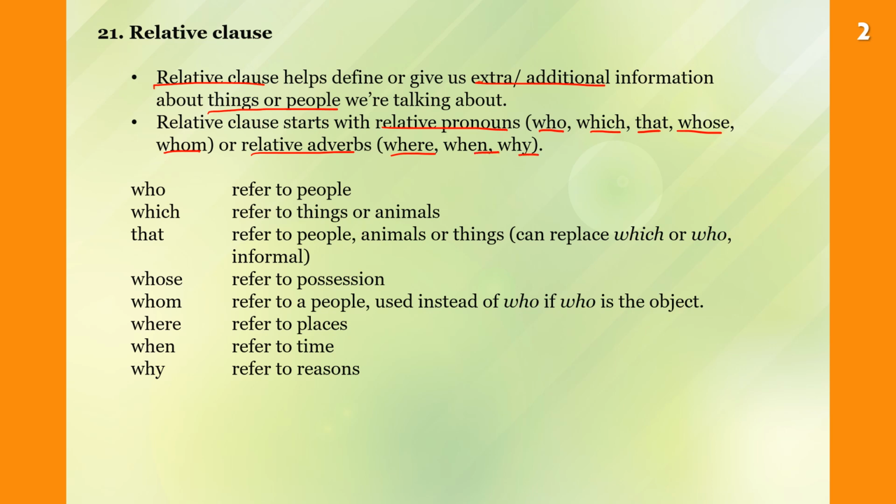Who refers to people, which refers to things or animals, that refers to people, animals or things, and can replace which or who. That's informal. Whose refers to possession, whom refers to people, used instead of who if who is the object. Where refers to places, when refers to time, why refers to reasons.